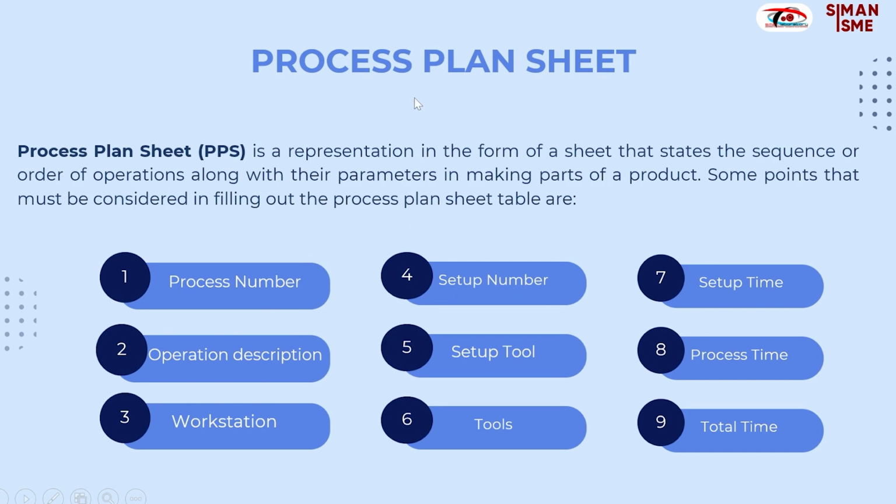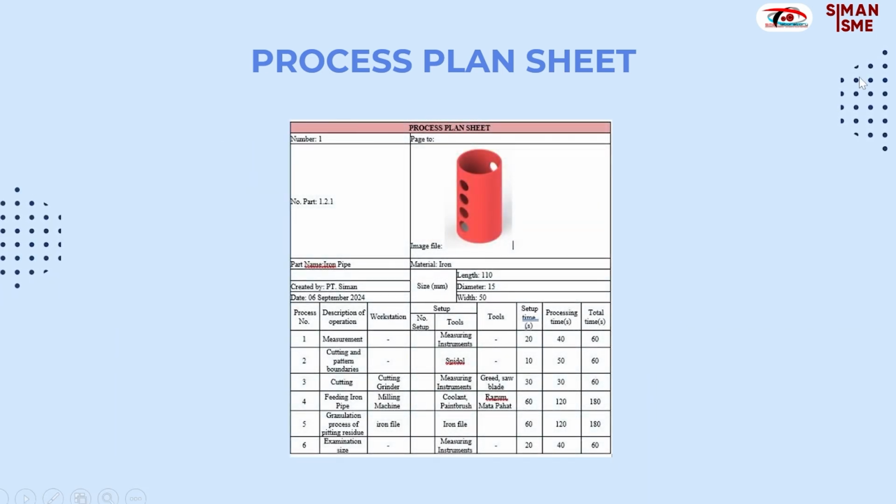Okay, next about the process plan sheet. Here is a representation in the form of a sheet that states the sequence or order of operations along with their parameters in making parts of a product. Some points that must be considered in filling out the process plan sheet table are process number, operation description, workstation, setup number, setup tools, setup time, process time, and the last is total time. So here's the example for the process plan sheet.